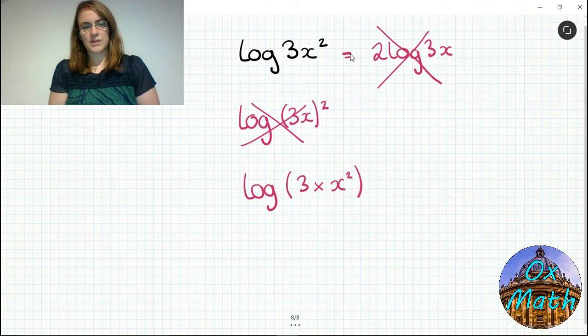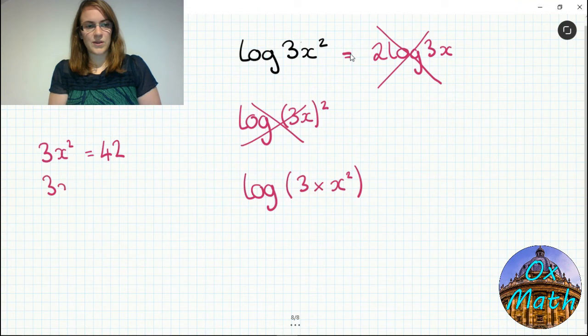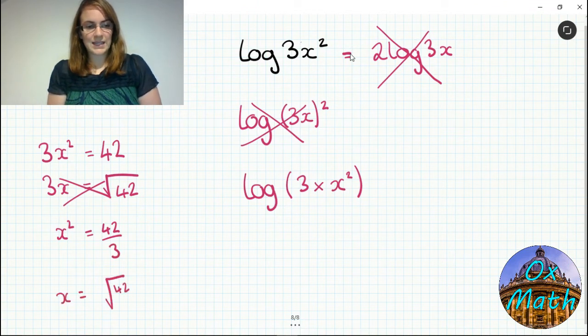So just as when transposing normal algebra, we have to transpose this in the correct order. For example, if we had 3x squared equals 42, you could not square root first. You don't say that that is the same as 3x is the square root of 42. That is not the order that you do it in. You deal with the 3 first, so you would divide by 3 first, and then you would do the square root. So it's exactly the same principles as that. We need to do it all in the correct order, so we need to deal with the 3 first.